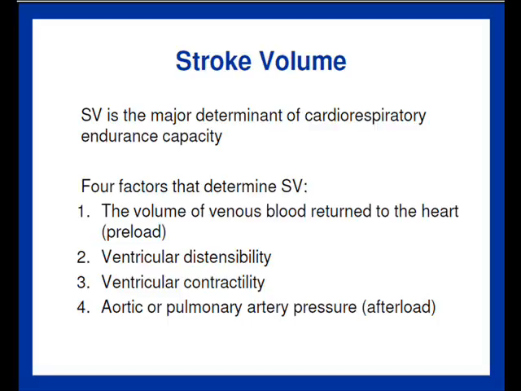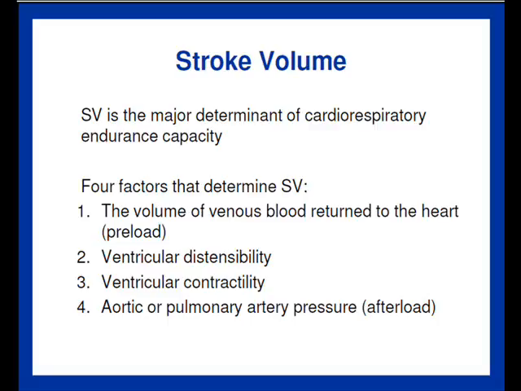Sympathetic innervation to the heart. Remember? To the ventricles only. Only. If you increase sympathetic drive to the ventricles, you're going to increase stroke volume, how much blood you can expel, because you're increasing the force of contraction, right? Makes sense? Okay. And I've just mentioned number 4, aortic or pulmonary artery pressure or the afterload.